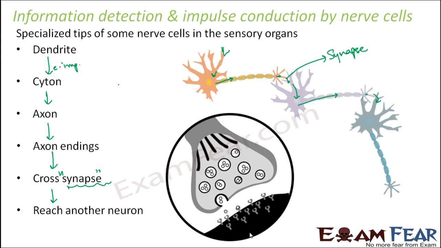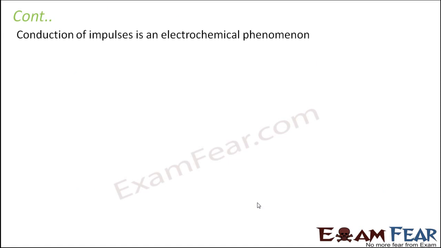In fact, this is how the junction, that is synapse, looks like. So here you can see this is another neuron and this is the axon endings. So from here the chemicals will jump here because there are some receptors already sitting here in the dendrites of another neuron. So they will just get into this. So this is how the chemicals cross the synapse. So this is how information detection and impulse conduction happen by nerve cells.